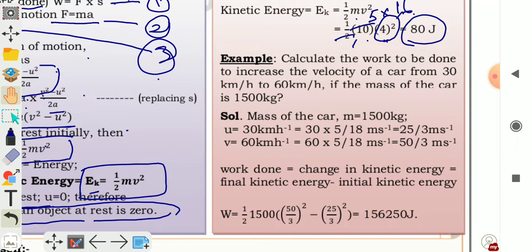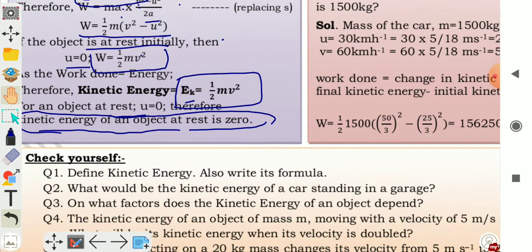So we have to find out kinetic energy, final and initial, and in the last we will subtract final kinetic energy minus initial kinetic energy, and we will get the work done, which is equal to change in kinetic energy. Now we will discuss question answer.